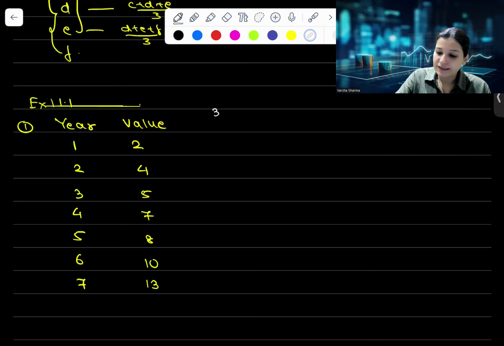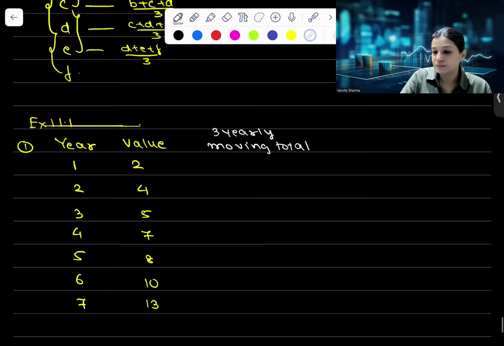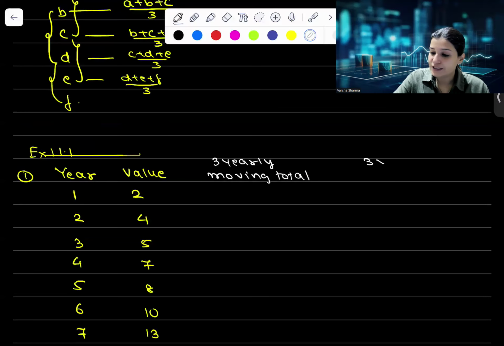The first one is 3 yearly, because the year is given, so yearly. If months are given, then monthly, and if weeks are given, then weekly. 3 yearly moving total, and 3 yearly moving average.